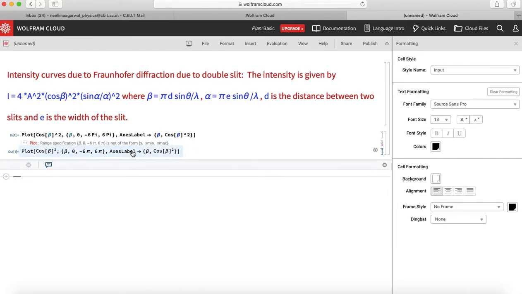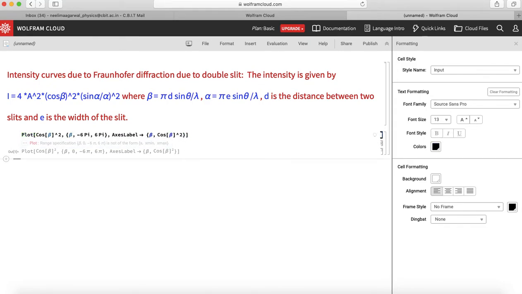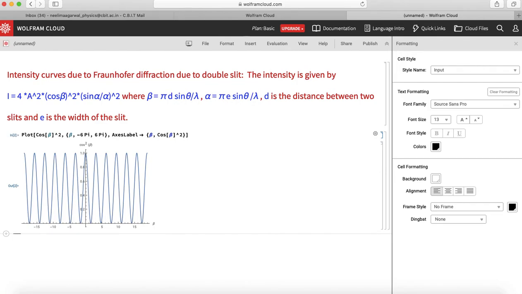Yeah, there is some error. Here I made a small error. Beta is specified from minus 6 pi to 6 pi, but by mistake I have written 0. So let us run again, shift enter. Yeah, so what do we get? If I plot only cos square beta, I get exactly the same pattern which I got in Young's double slit experiment, and this is what I expect, because in Young's double slit experiment the resultant intensity is cos square beta, so obviously I should get the same curve.